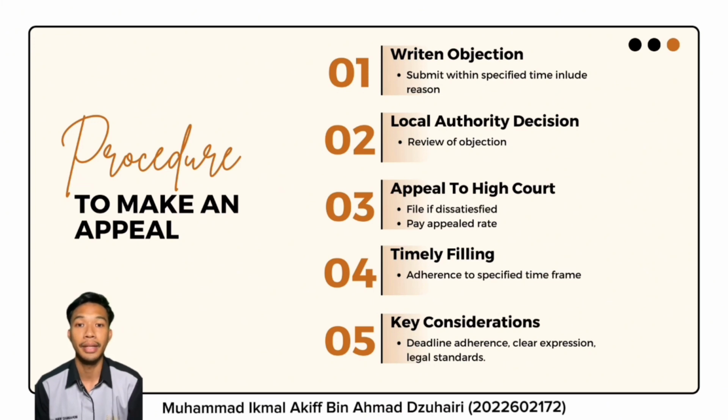The Local Government Act 1976 in Malaysia provides an appeals procedure for those who disagree with local government decisions. The process involves submitting a written objection within a specific time frame, including reasons for the objection. The objection is then decided by the local authority, and if the person is still unhappy with the decision, they can seek an appeal with the High Court.